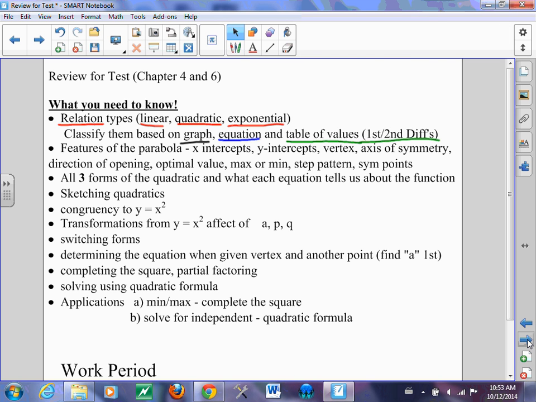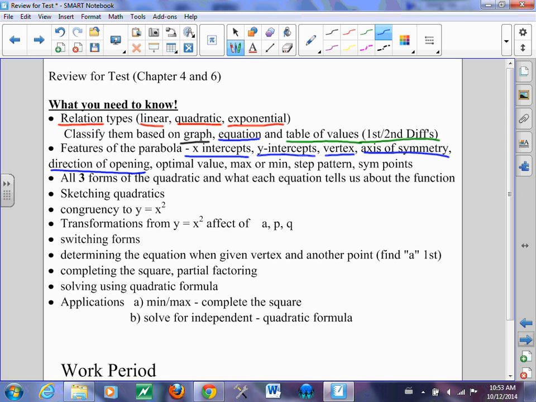Okay, you also need to remember the key features of a parabola. Where do you find your x-intercepts? Please know all the names for those, meaning zero, solutions, roots, etc. Okay, you need to know the y-intercept. That's your initial start value. You need to know your vertex. You need to know the axis of symmetry, direction of opening, optimal value. That's your q value, or your min-max value. Those are the same. They just have different words. Step pattern, folks. Just a quick reminder, guys, step pattern is A times 1, 3, 5. And symmetry points. Know that there is a variety of symmetry points.